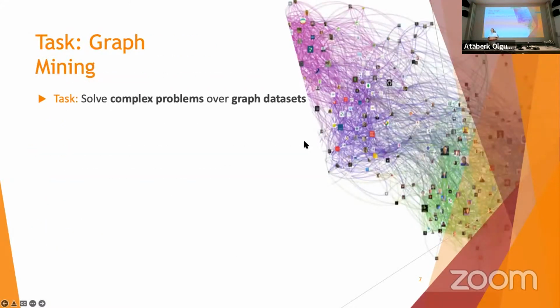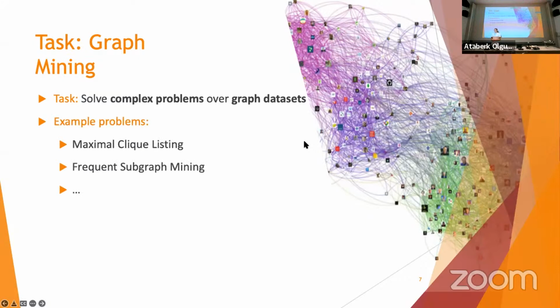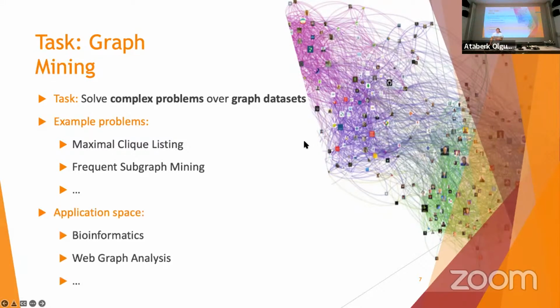So let's focus a little more on the problem we are facing, because this is crucial to understand. Graph mining is about solving complex problems over graph datasets. There are a lot of example problems, for example, maximal clique listing, where you want to find the biggest fully connected subgraph within a graph, or frequent subgraph mining, where you want to find those subgraphs that occur frequently in a graph. The application space is also very wide. We use graph mining whenever there are graphs, for example in bioinformatics, web graph analysis, cybersecurity, and many more applications.